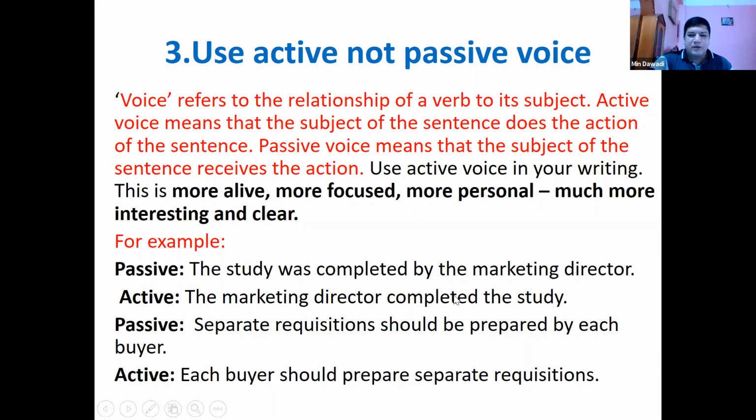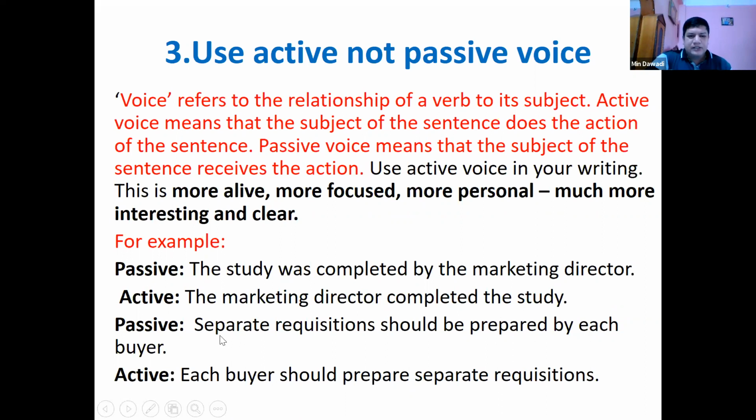The study was completed by the marketing manager. Instead of saying this, you can say the marketing manager completed the study. I think it is easier to understand also. The marketing director completed the study. It is easier. And when you make the sentence like this, the study was completed by the marketing manager, somehow it is longer also, and it seems less focused, less alive.